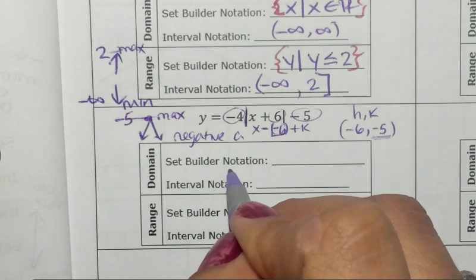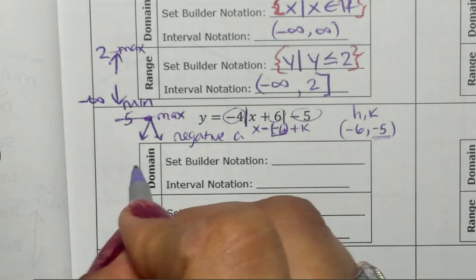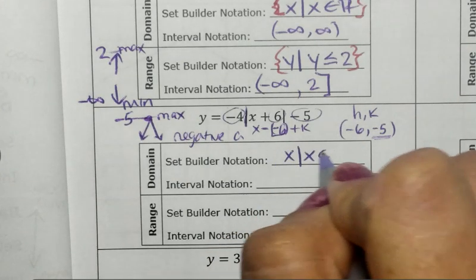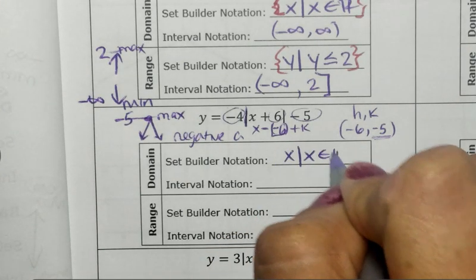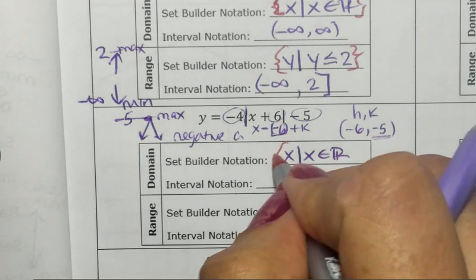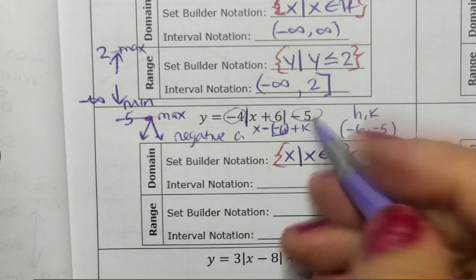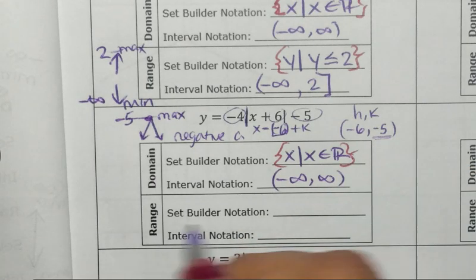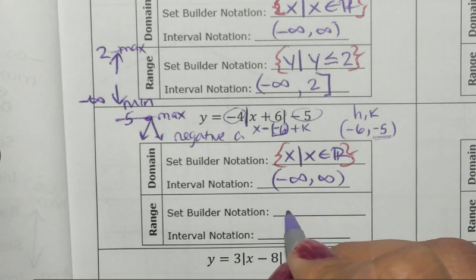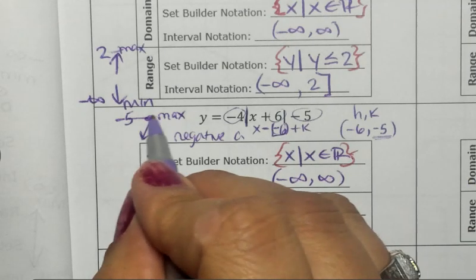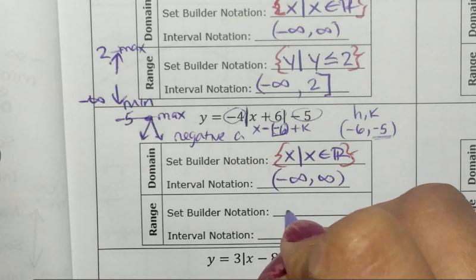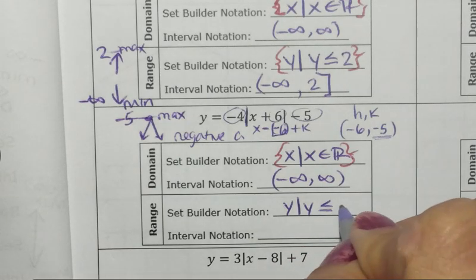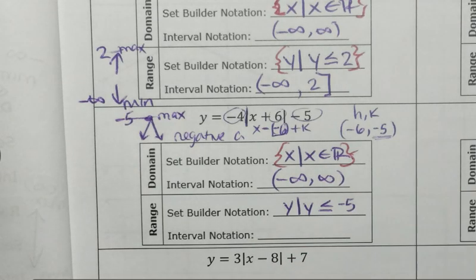And once again, the domain will not change. It goes left and right forever. So we are going to have x such that x is an element of all real numbers. And then -infinity to +infinity. And then for the range, we do want to emphasize that our highest value is -5. So y such that y has to be less than or equal to -5.